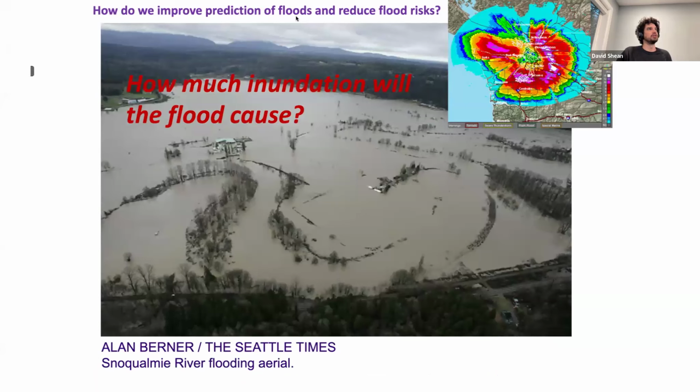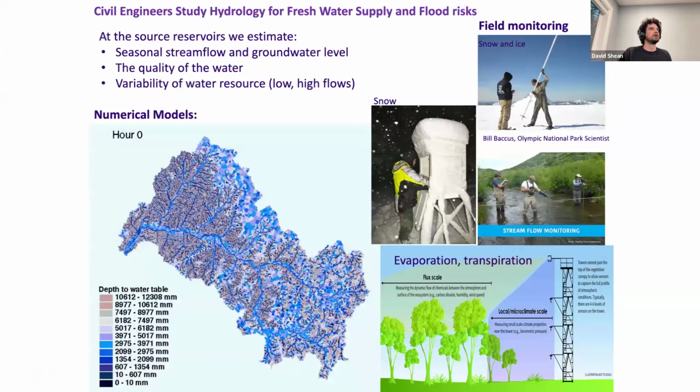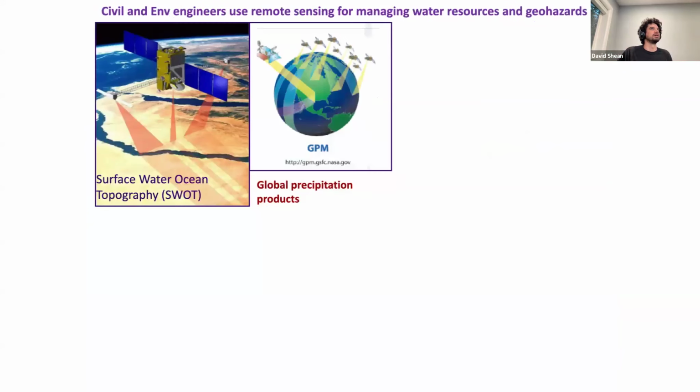disasters. In H&H, you'll take courses and you will learn how to improve prediction of flooding and reducing flood risks. This is actually here in Washington State. This is not from a hurricane, but this is the Snoqualmie River, which floods every time we have really large precipitation events. We study hydrology, freshwater supply, and think about flood risks. So we do use numerical modeling. We think about snow and ice, this is where I spend my time. But then do stream flow monitoring and also energy balance and flux balance calculations. Yeah, we'll keep going here.